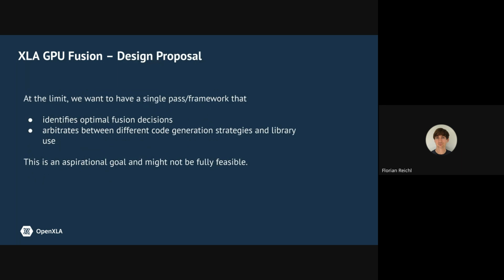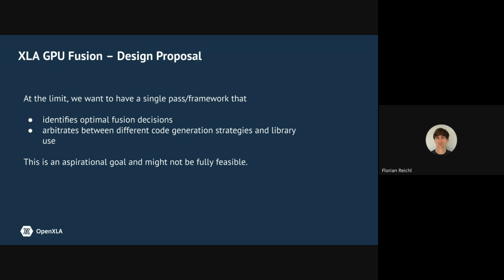So if you look at the North Star, the super far away limit, what we really would like to have is a single pass or single framework that does all these decisions in one place. Because it's no longer a local thing, just reasoning about Triton or CUDA or cuBLAS, we can actually get to optimal fusions. But that's the key challenge: it has to arbitrate between different code generation approaches, because assuming everything goes through one thing, like everything becomes Triton, is just not realistic in practice.